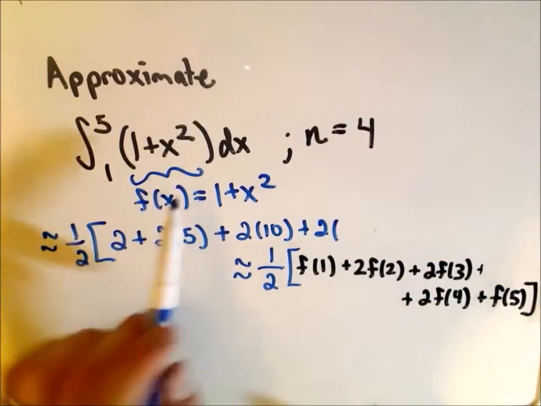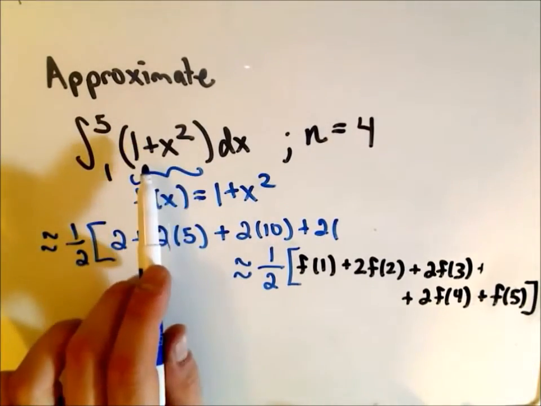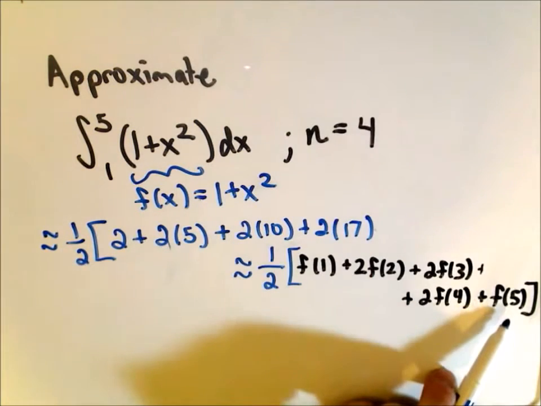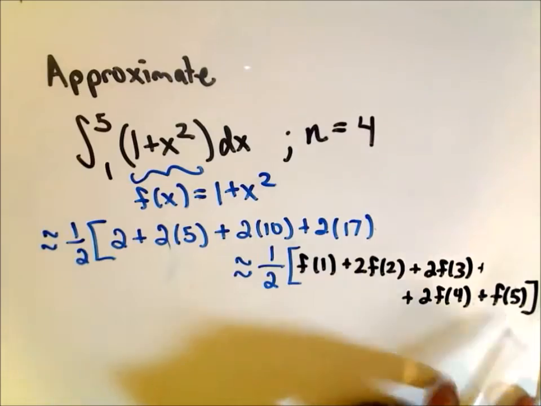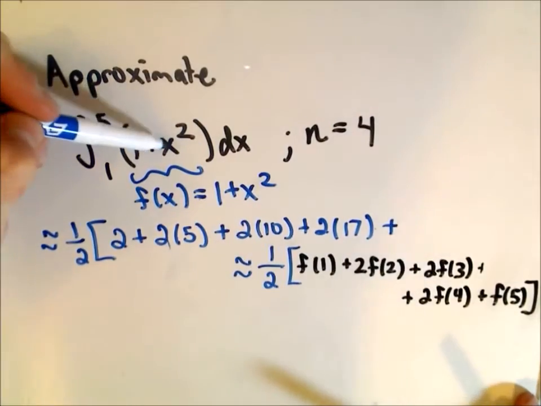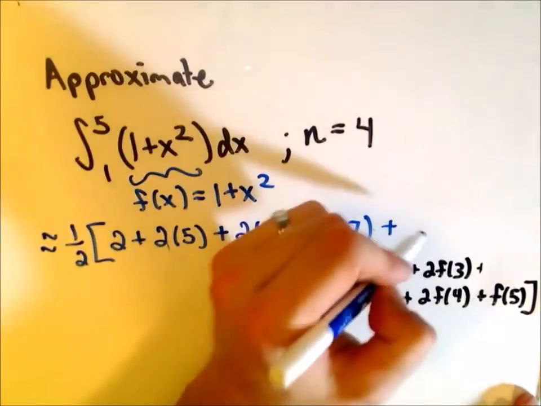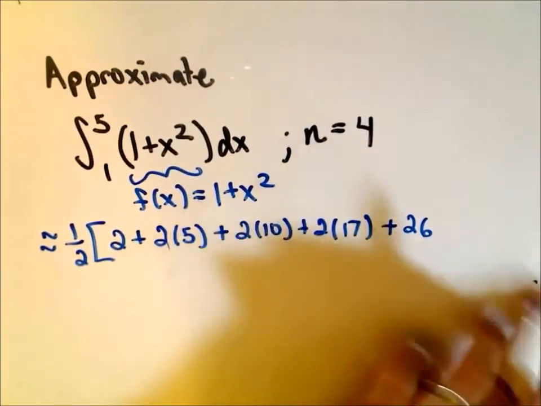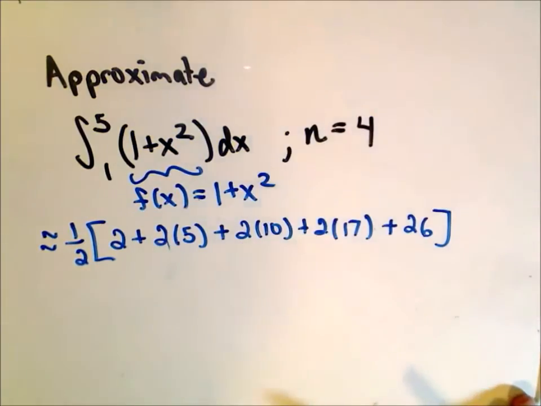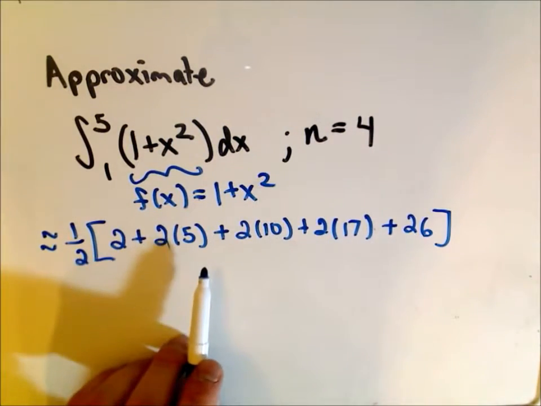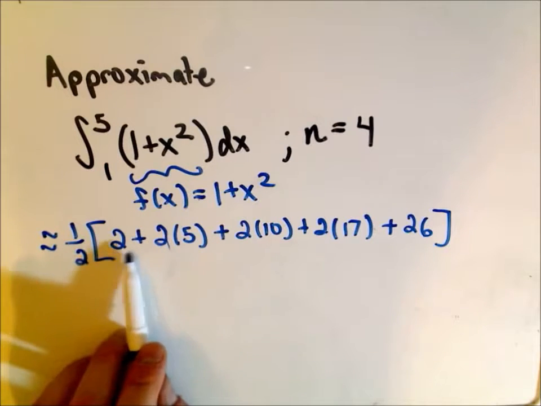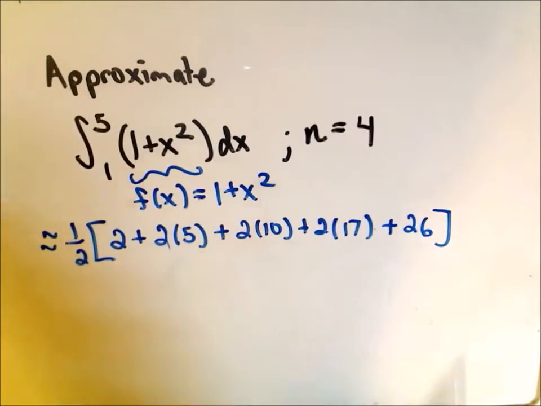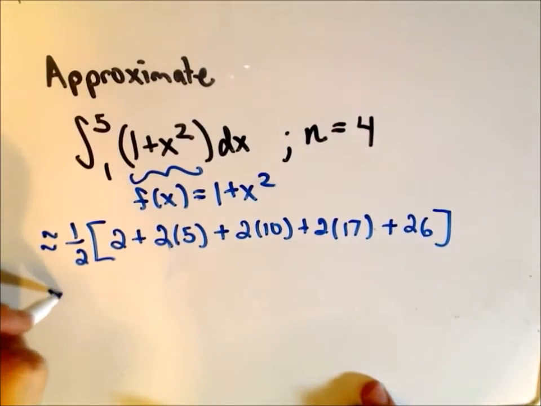F of 4, when we plug 4 in, 4 squared is 16 plus 1, or 17. And again, notice the last point, f of 5, doesn't have a 2 in front of it. When we plug 5 in, 5 squared is 25 plus 1, so 26. And now we just have to add all of this stuff up. So this was our f of 1 value, f of 2, f of 3, f of 4, and our f of 5 value. Okay, we're almost there.